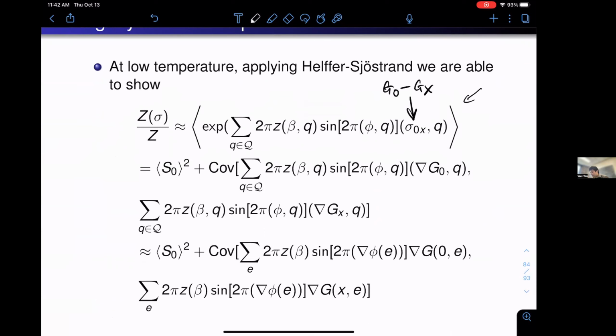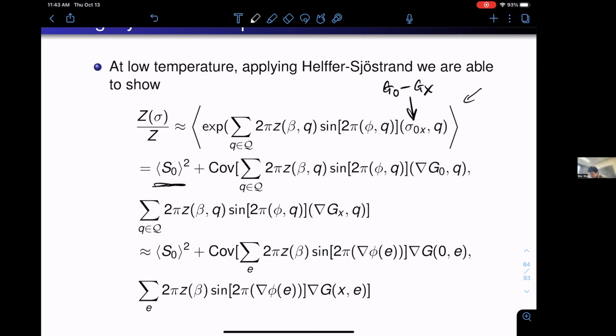Now, you can easily write it as a part which only has the Green's function at 0, a part which only has the Green's function at x, plus their covariance. And by stationarity, you see the part with G0 and Gx are the same. So in fact, it turns out they're just the magnetization. These terms correspond to the magnetization part, and then you have this covariance part to analyze.